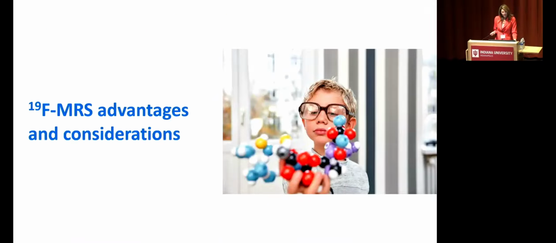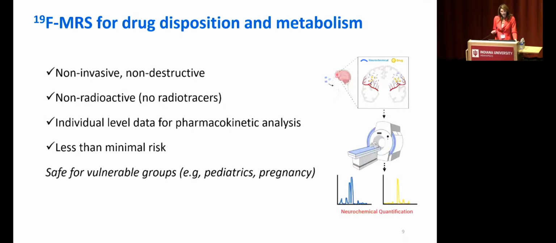So let's talk about some advantages and considerations of using this method in a clinical study when wanting to quantify drug in otherwise inaccessible tissues. Some of the benefits are that it's non-invasive. Other ways to get drug concentrations in the CNS often involve things like lumbar punctures, right? Which is hard to do, often unethical, depending on the situation. And so this is a non-invasive alternative.